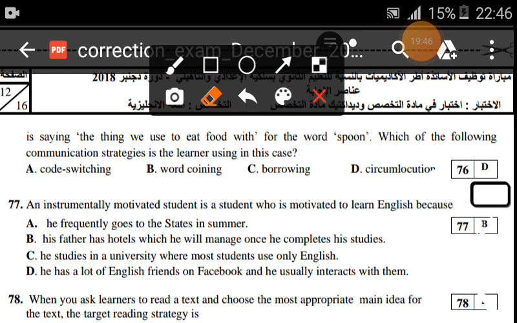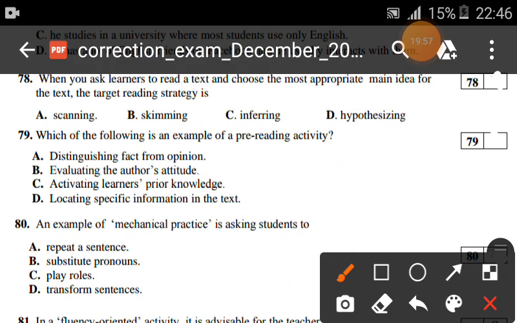Let's move to the next question, which is 78. Read the text and choose the most appropriate main idea for the text. The target reading strategy is A. Scanning, B. Skimming, C. Inferring, D. Hypothesizing. So B is the right answer here. B is the right answer, skimming. This question is usually put in this exam. Scanning is for looking for details, skimming is for looking for the general or the main idea. You should remember it by heart.